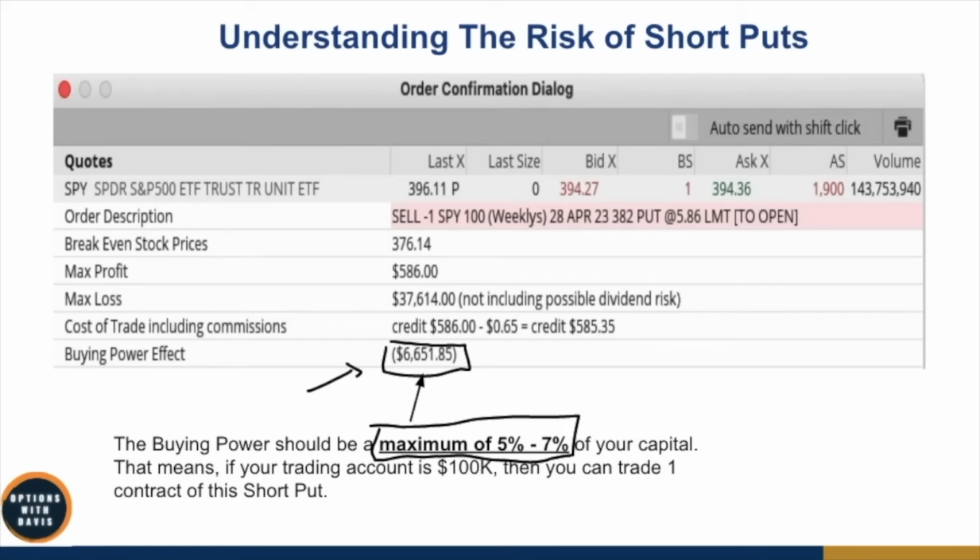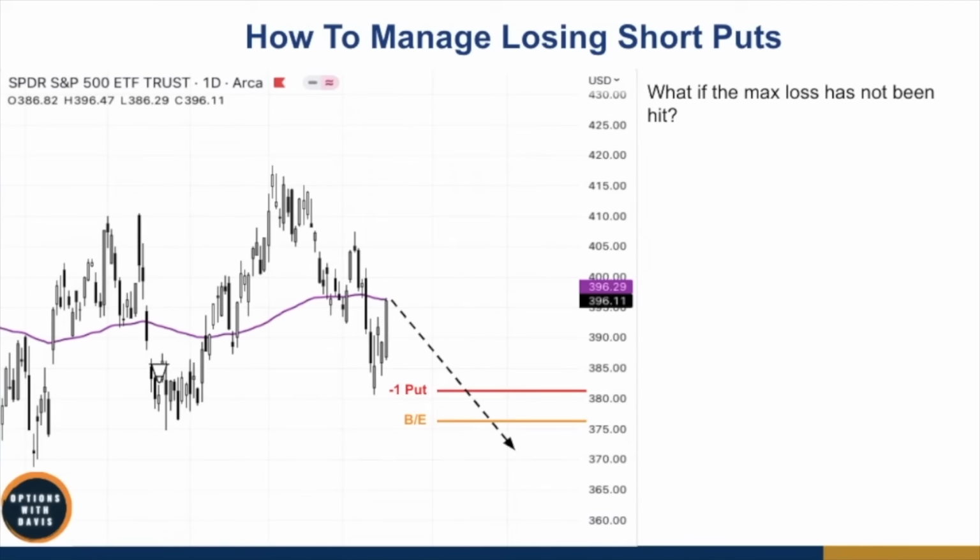But of course, there will be times, for example, when a pandemic comes, that you could be at risk of actually hitting this loss. But for the most part, you're not going to experience this number. So what do you do if the max loss has not been hit?